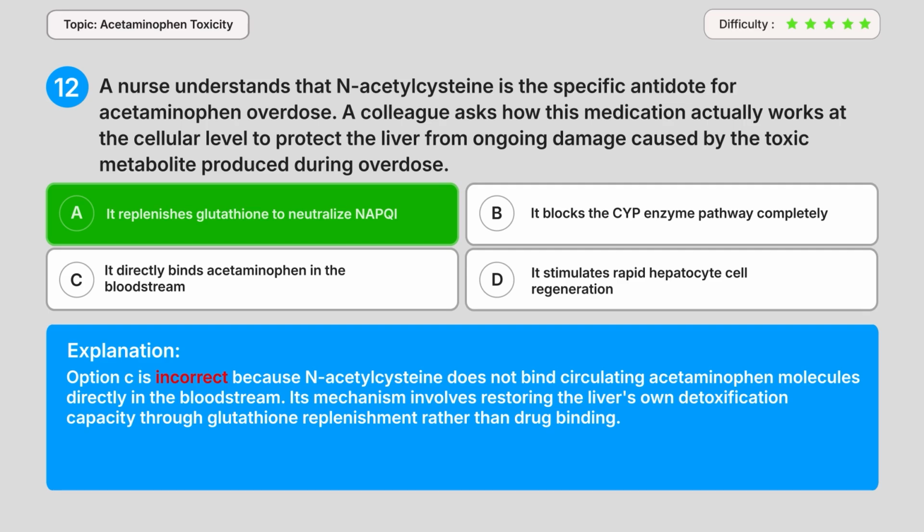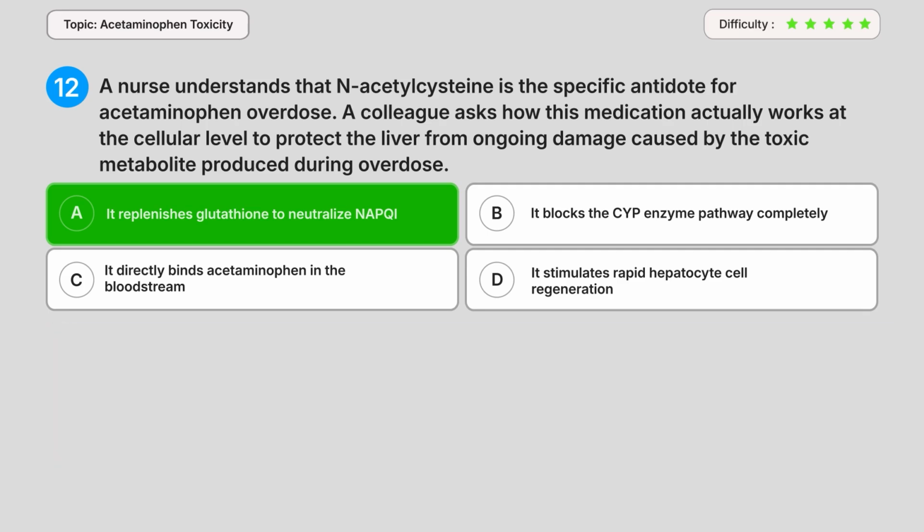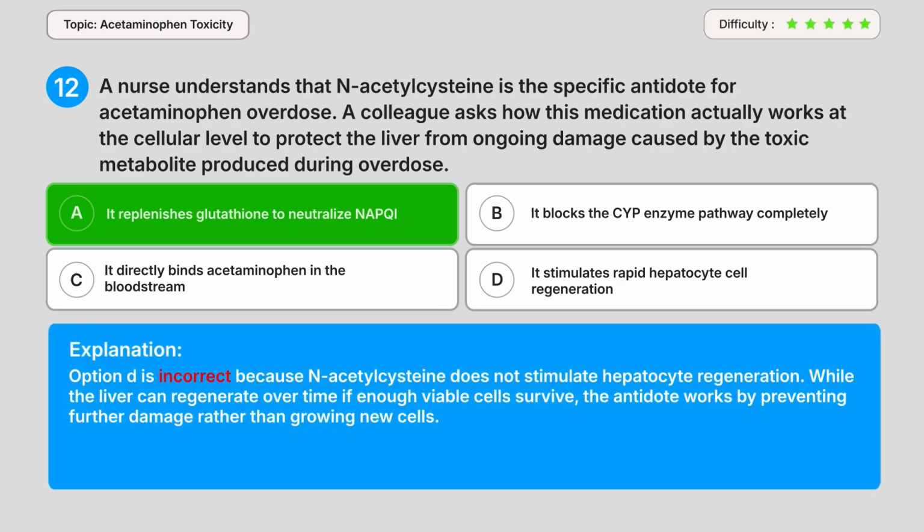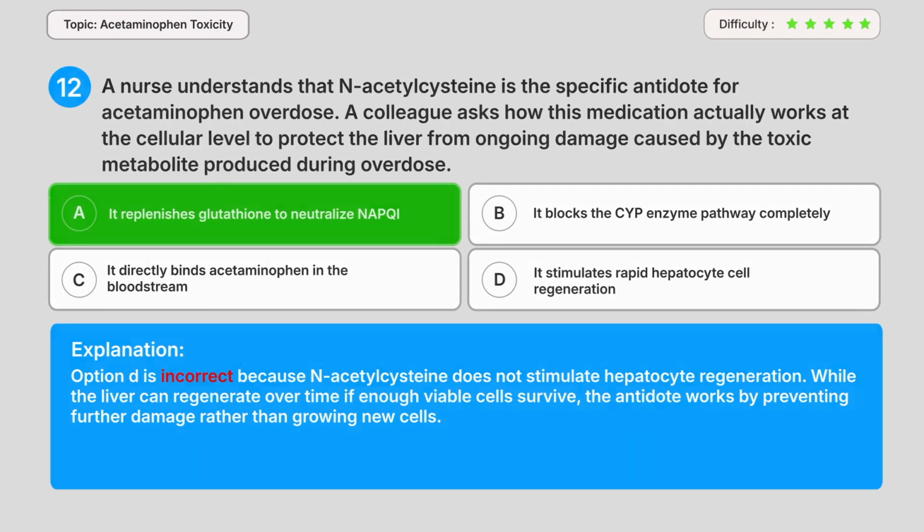Its mechanism involves restoring the liver's own detoxification capacity through glutathione replenishment rather than drug binding. Option D is incorrect because N-acetylcysteine does not stimulate hepatocyte regeneration. While the liver can regenerate over time, if enough viable cells survive, the antidote works by preventing further damage rather than growing new cells. Now let's break down exactly how NAC, N-acetylcysteine, saves the liver.